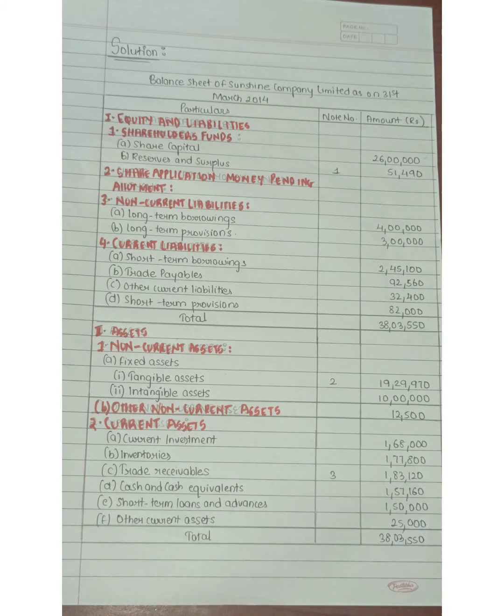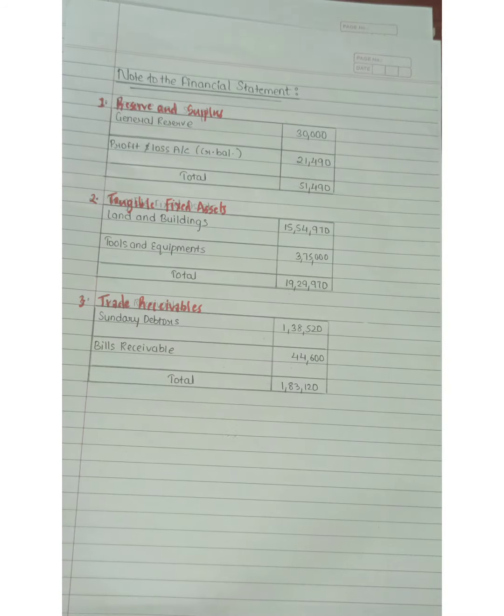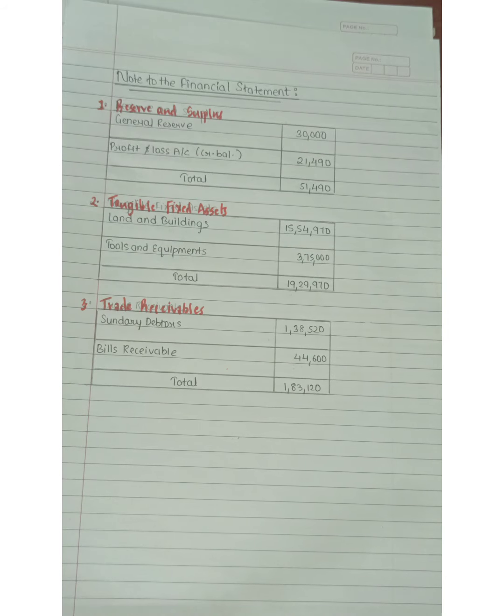I have solved the balance sheet here, and what I have done is on the basis of the markings that I had. So you can see that I have 3 working notes, that is for reserves and surplus, tangible assets and trade receivables. So under reserves and surplus, we have general reserve and profit and loss account credit balance. Therefore, we will add both of them, and that is working note number 1. Next, we have tangible fixed assets, under which we had land and building, tools and equipments. We need to add both of them, that is our working note number 2. And the last is trade receivables, wherein we had debtors and bills receivable. So we add them up, and that is our working note number 3.